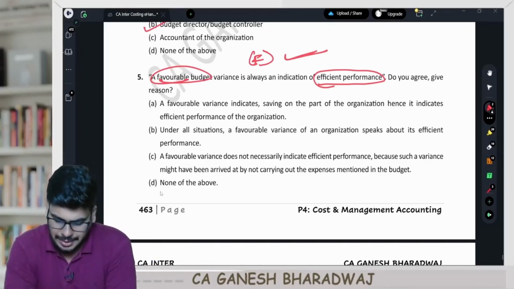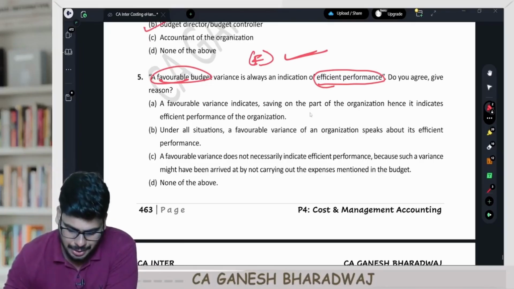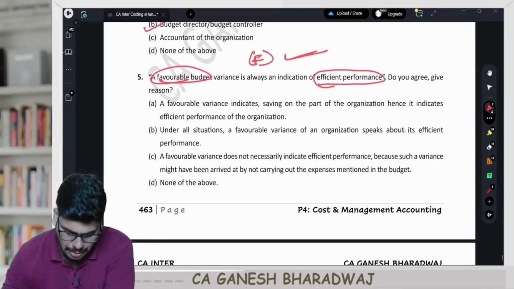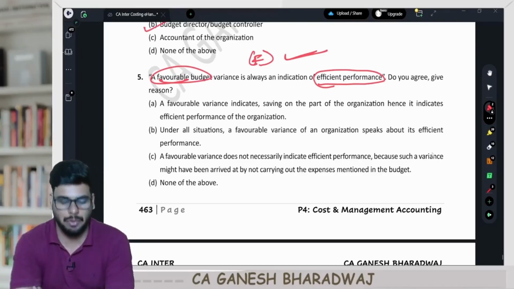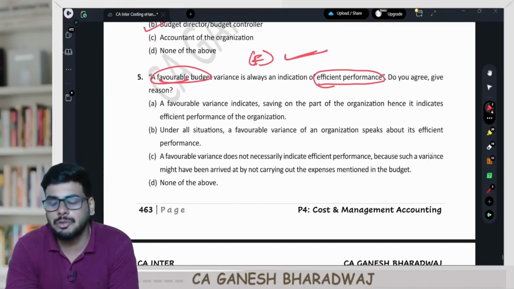A, a favorable variance indicates savings on the part of the organization. Hence, it indicates efficient performance of organization. B, under all situations, a favorable variance of an organization speaks out about the efficient performance. C, a favorable variance does not necessarily indicate efficient performance because such a variance might have been arrived at by not carrying out the expenses mentioned in the budget. D, none of the above. A, B, C, D. Which one you feel is correct? B. Which one you feel is correct?